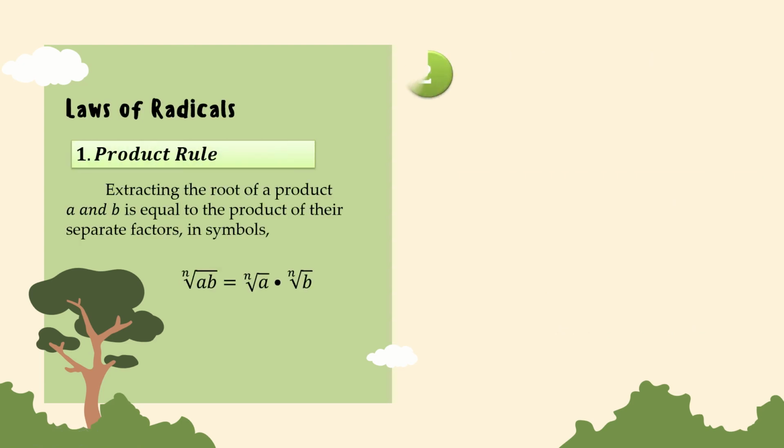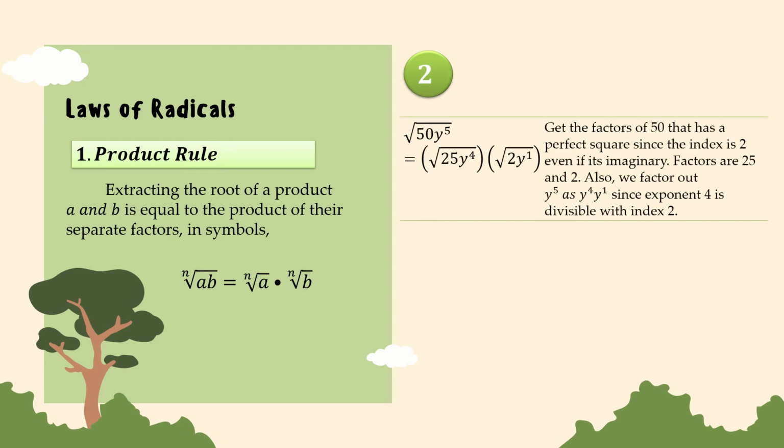Okay. Example number 2 for the first rule. The square root of 50 y exponent 5. So how do we answer this one? So we'll get the factors of 50 that has a perfect square. Our index is imaginary 2. When there is no index written, that means the index there is 2. So we read it as square root of 50 y exponent 5. So we'll get the factors of 50 that has a perfect square since the index is 2, even if it's imaginary. Factors are 25 and 2.